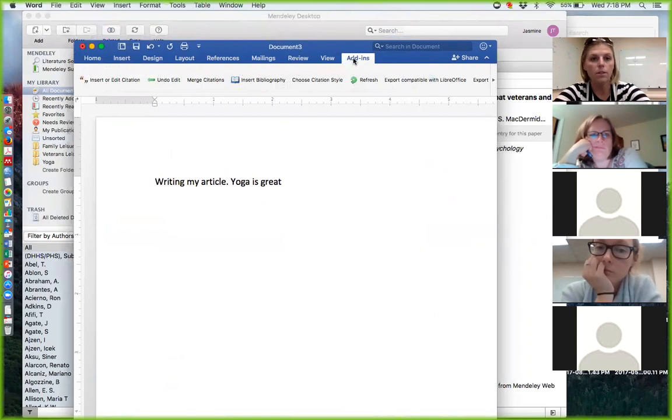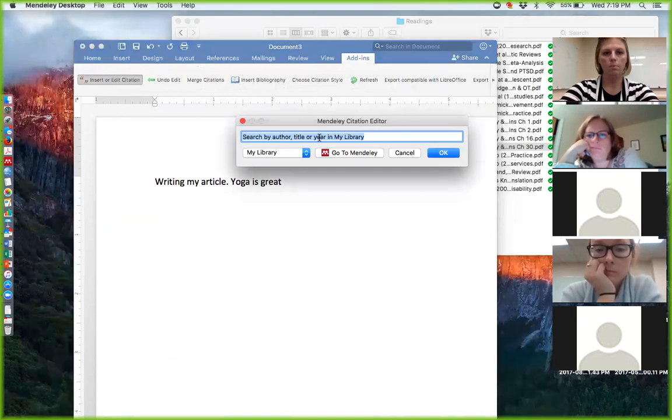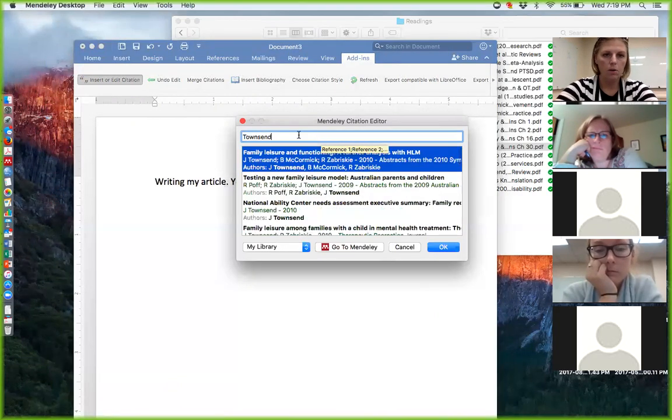In Word on a Mac, this is what it looks like. It looks different in Word on a PC. I'm going to insert a citation. And I know that I have a citation that goes with my comment of yoga being great. And I wrote that article.